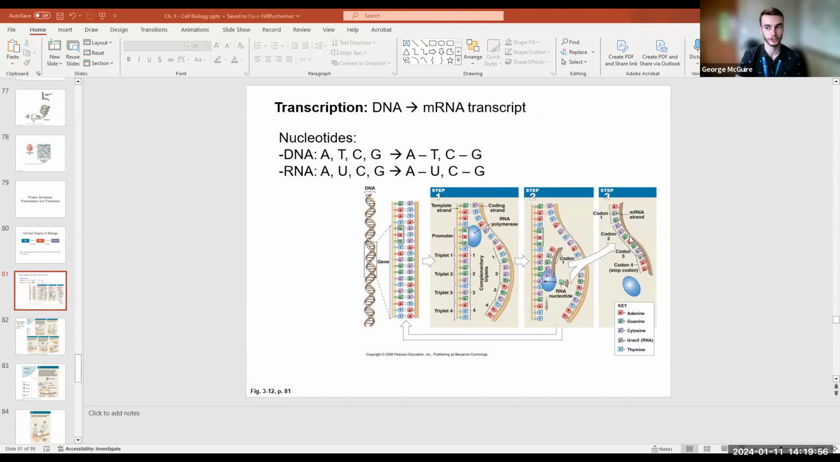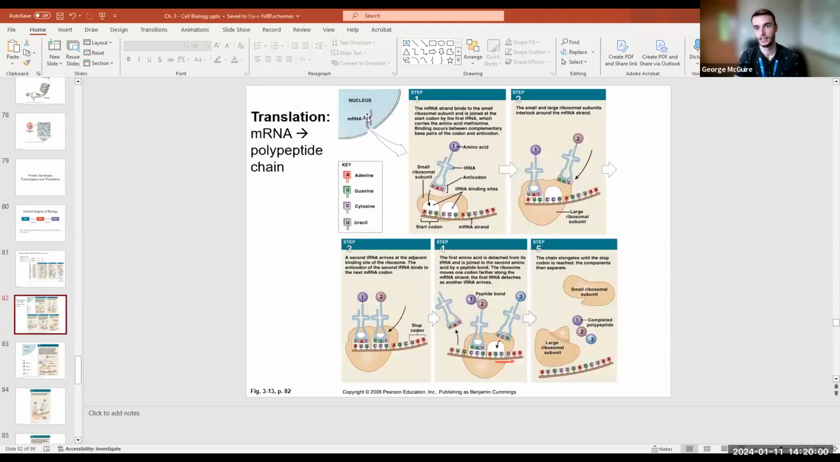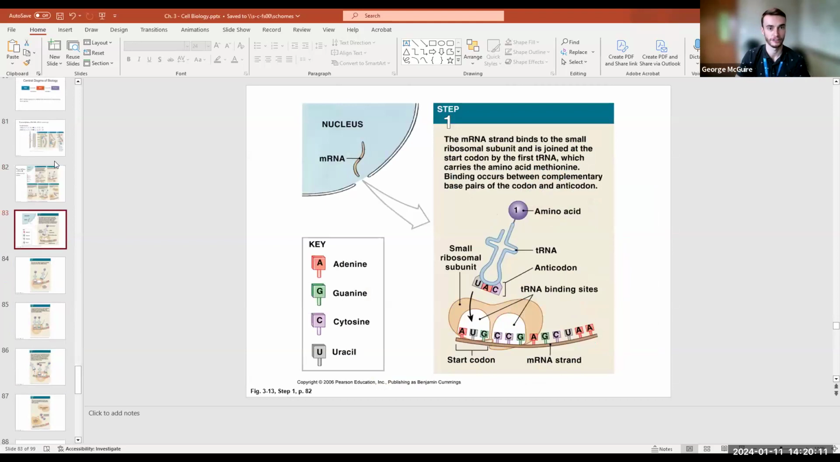So this transcript that we have just made of mRNA will then leave the nucleus. It will travel to a ribosome, and that ribosome will then start to translate our mRNA transcript into an actual protein. And so I have a slide for each of those stages there.